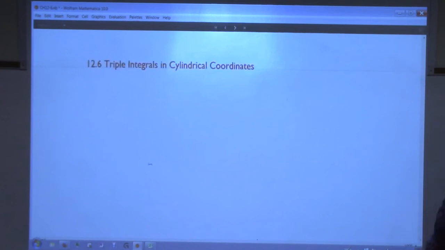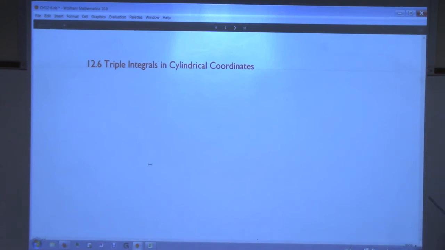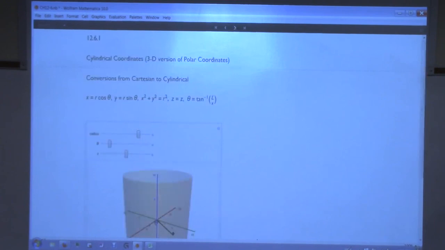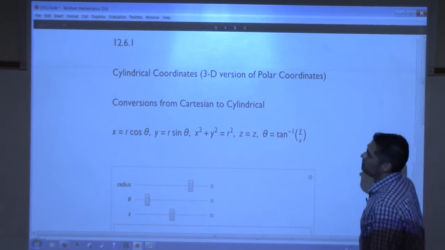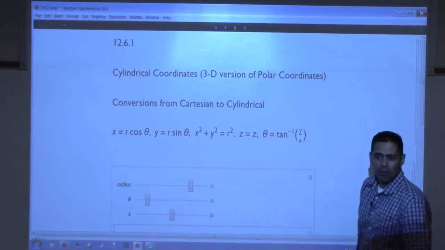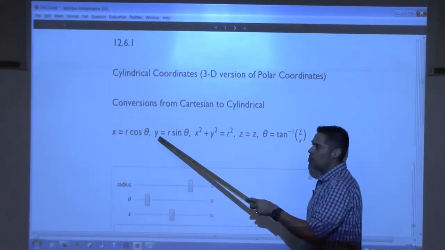Triple integrals in cylindrical coordinates. Just like we did with double integrals, we had type 1, type 2 regions. Then we realized, hey, there's some regions that don't look like type 1 or type 2. So we came up with polar coordinates. Now we have this thing with triple integrals called cylindrical coordinates. And here's how it works. It'll look familiar. Actually, it's going to look very familiar. This is just a three-dimensional version of polar coordinates. We use the same exact conversion. X is r cosine theta, y is r sine theta.